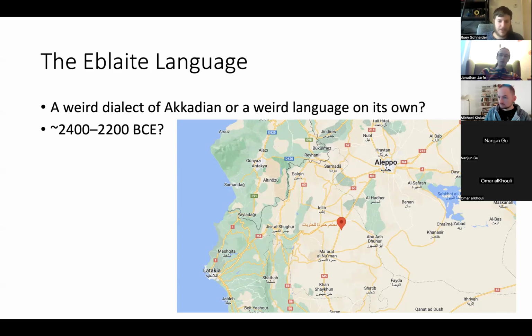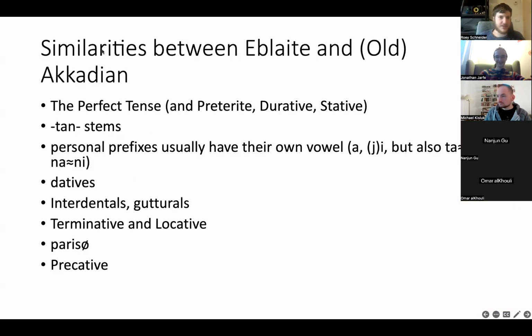So the main problem of scholarship in Eblaite and also Old Akkadian is that we don't know enough about these languages because whatever they could write in logograms, they did. So they did not write their language usually. They just drew pictures, which is quite frustrating.